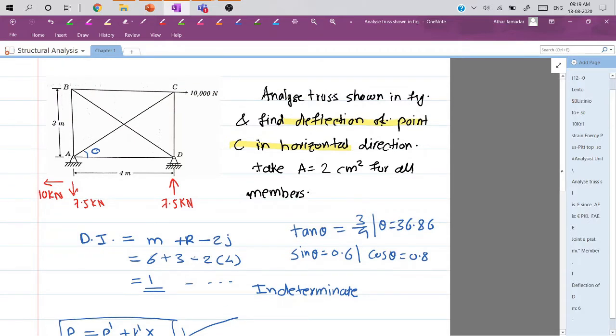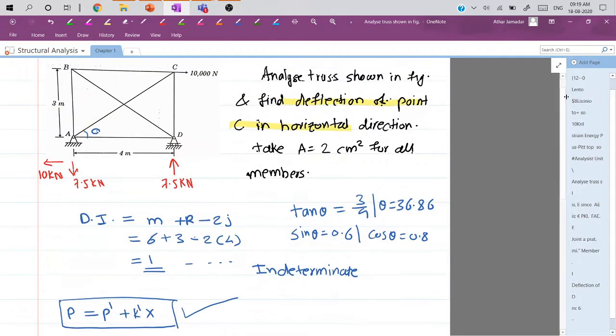In this problem we have calculated that the degree of indeterminacy is equal to 1, which means we have one extra member in this truss. So we will remove any one member from this entire truss so that it becomes a determinate truss. The analysis of an indeterminate truss goes like this: first we have to see the degree of indeterminacy, which in this case is 1. So we have to remove one member from this truss to first make it a determinate truss.